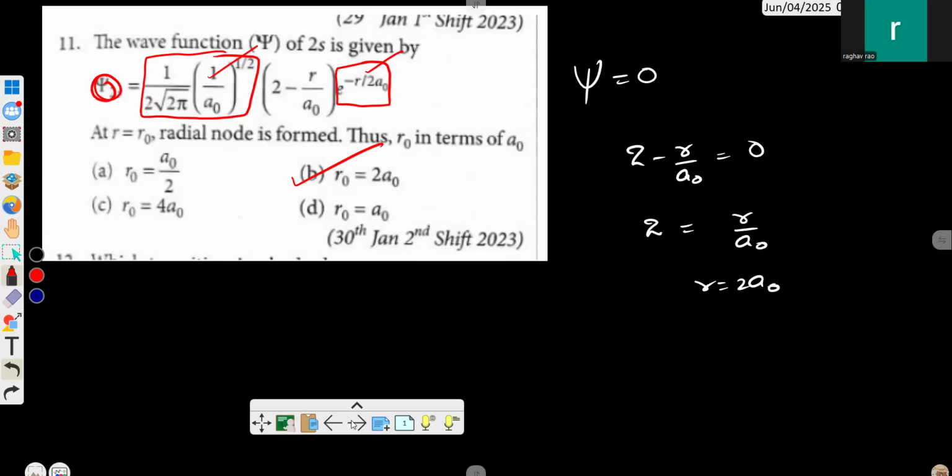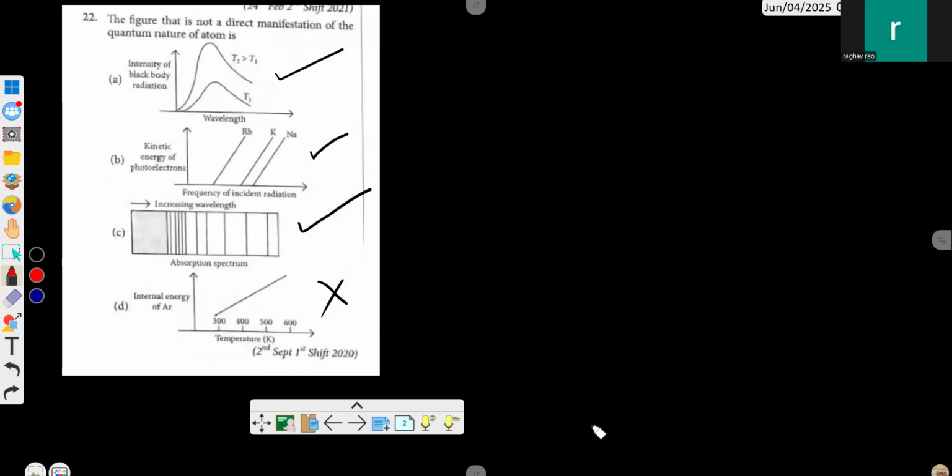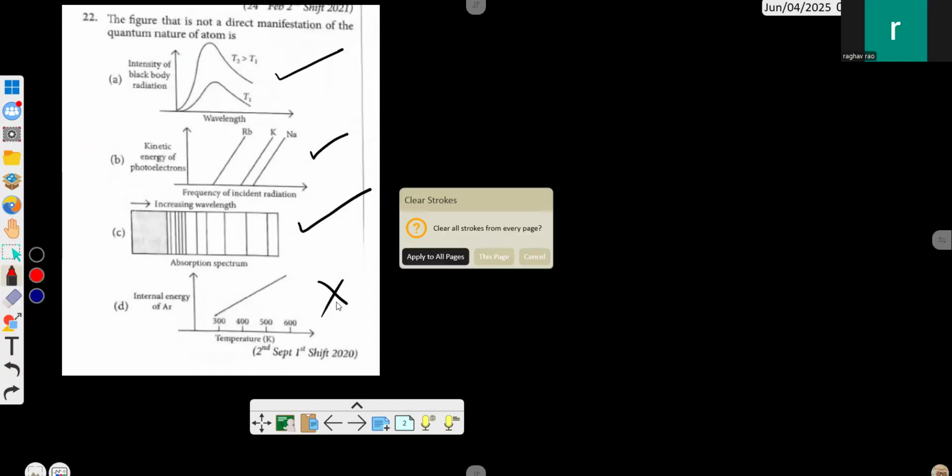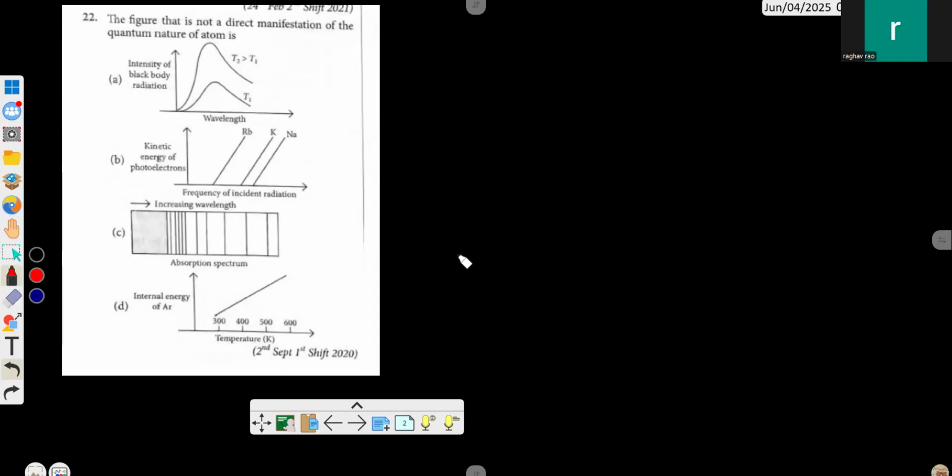Next, we'll go to the next question. This is a direct question from NCERT. Planck's quantum theory explains black body radiation, the photoelectric effect, and spectrum. It will not explain the internal energy rise due to temperature. This is not explained by the quantum nature of the atom, which was explained by Planck's quantum theory. So the option would be the fourth option.